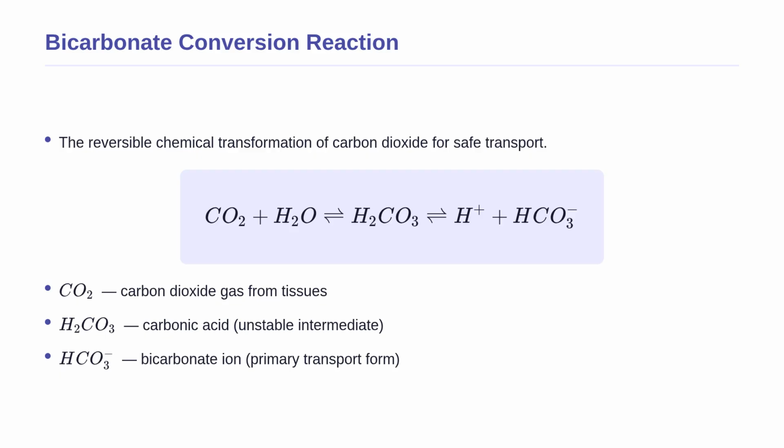In the tissues, where carbon dioxide is high, the reaction shifts right to create bicarbonate. In the lungs, where carbon dioxide is exhaled, the reaction shifts left, turning bicarbonate back into gas. This is the cornerstone of acid-base balance in the human body.